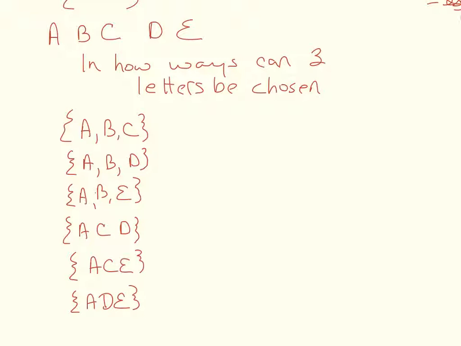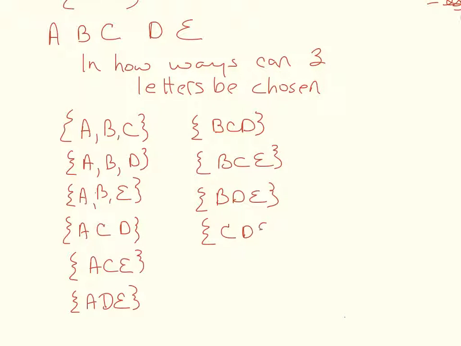All right, now let's see what we can do if we leave off the A. We could have BCD. We could have BCE. We could have BDE. Again, order's not important. Or we could finally have CDE. So 3 letters can be chosen from those 5 letters in 1, 2, 3, 4, 5, 6, 7, 8, 9, 10 different ways.